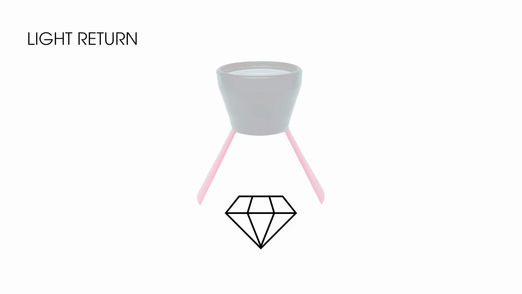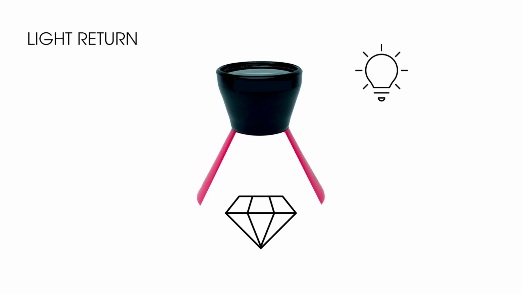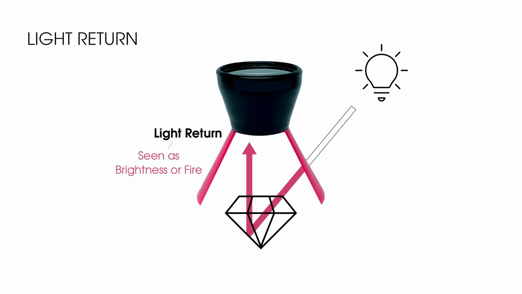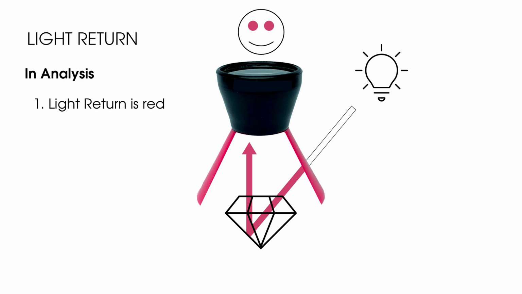When placed over a diamond, light passing through the ideal scope's cone turns red. Light that reflects inside the diamond and travels up is light return, which may be seen as brightness or fire. A viewer looking through the lens will see all light return as red. So in ideal scope light performance assessment, light return is red.